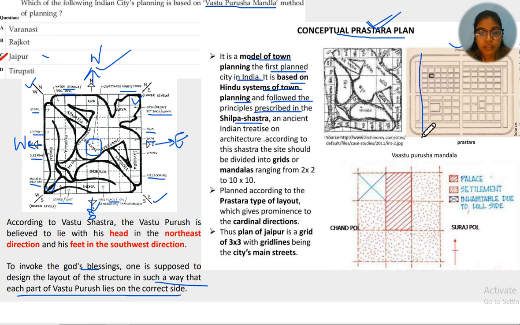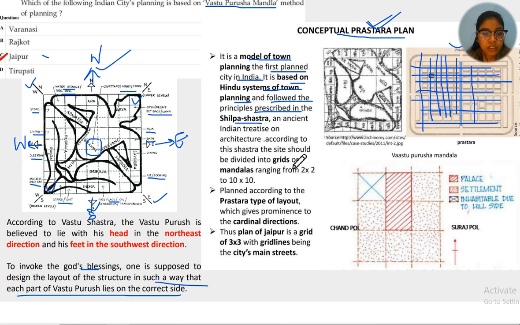As you can see in this image, they have divided the whole site into grids, by many vertical and many horizontal lines. After that, they have placed the blocks. Also, you can say that these grids play the role of main streets, secondary streets or tertiary streets. They used to form the grid, which is also known as the mandala, ranging from 2 by 2 to 10 by 10. It is planned according to the Parasara type of layout, which gives prominence to the cardinal directions: north, south, east, and west.